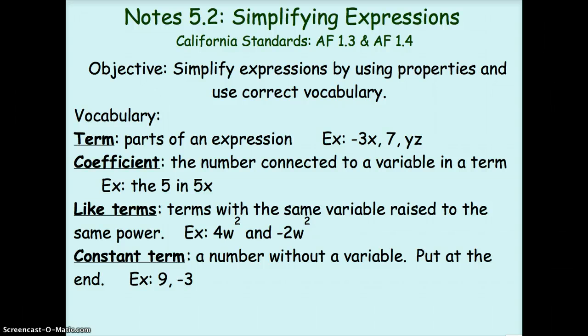Coefficient is a number connected to a variable in a term. So for example, the coefficient would be the 5 in 5x. So it must be touching a variable. Like terms are terms with the same variable raised to the same power. So for example, 4w squared and negative 2w squared would be like terms because they both have a w to the second power. And a constant term is a number without a variable, put at the end. For example, 9 or negative 3. Both of those are constant terms.